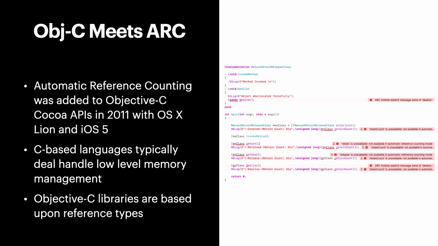The next thing to look at is what happened when we introduced this automatic reference counting to Objective-C. Now, the whole point of looking at ARC is to see how Swift split off from Objective-C, and it really just comes from this fundamental incompatibility between automatic reference counting and Objective-C.